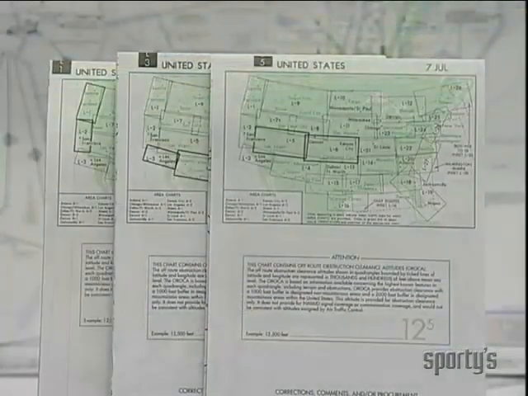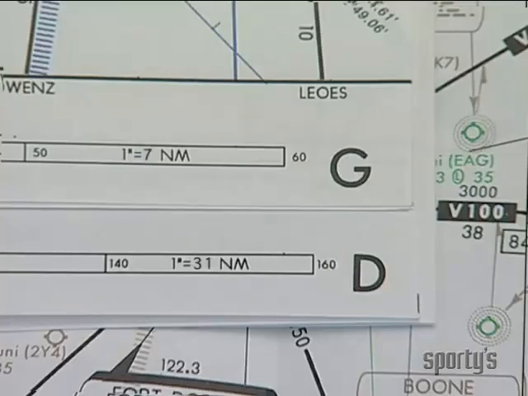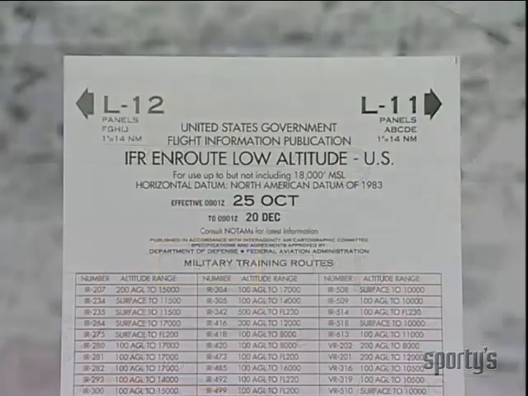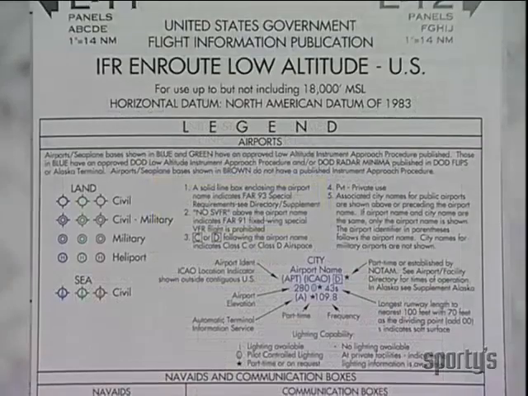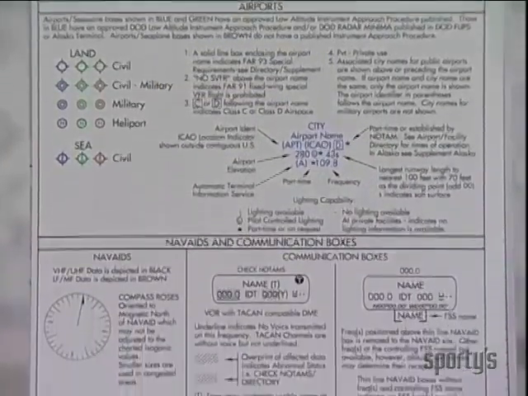Low altitude en route charts provide navigation information for IFR flights on Victor Airways and RNAV routes. Scales vary from 1 inch equals 7 miles to 1 inch equals 31 miles. The FAA issues a new set of en route charts every 56 days. Each chart has a complete legend on the inside fold.